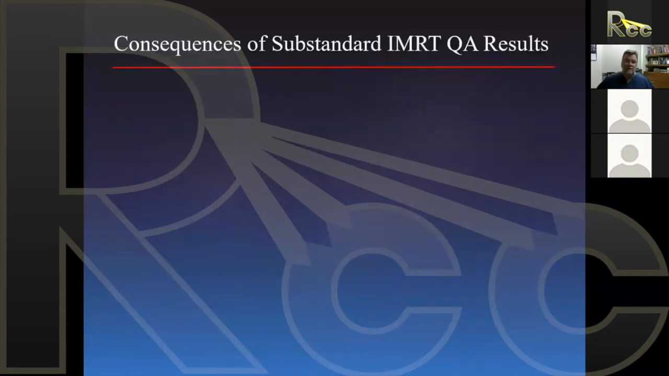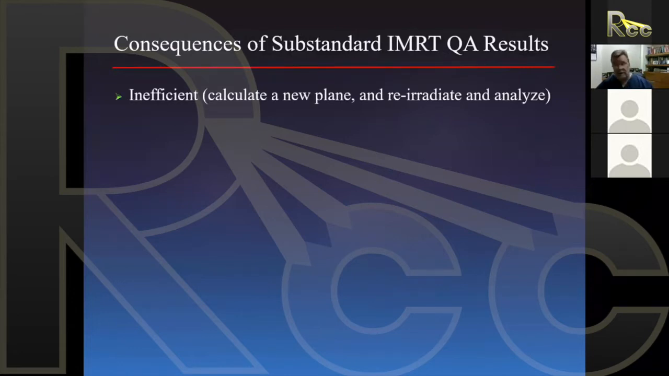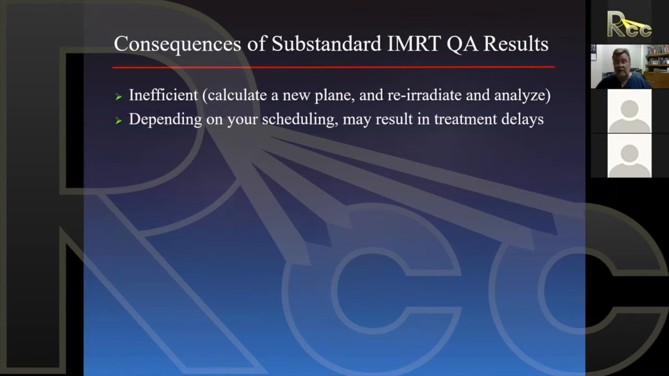Okay, so we have some consequences for substandard IMRT QA results. If we don't get results that we feel are acceptable, we need to look at a lot of things, which I will go over in a moment. But one of the things may be just to calculate a new plan, re-irradiate and reanalyze. This can cause some delays potentially, depending on your patient load and how close you are to the treatment start.